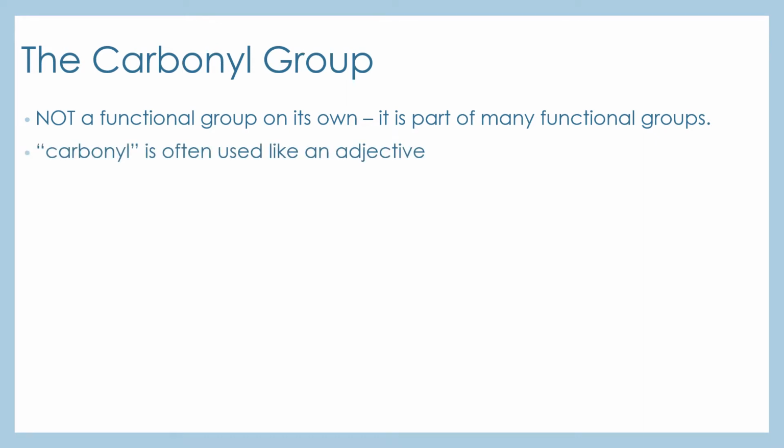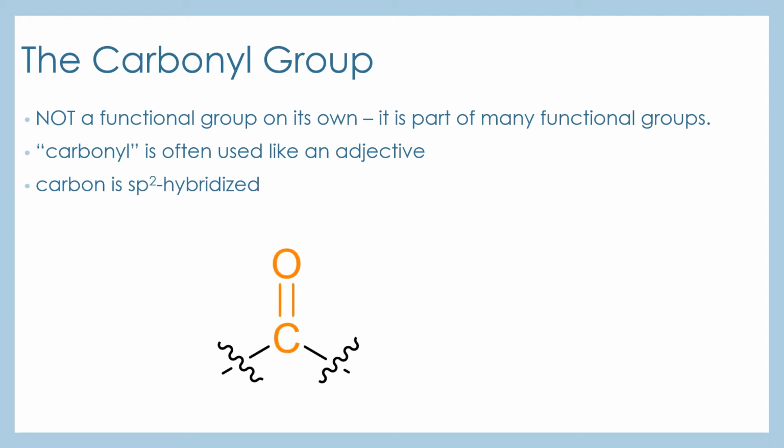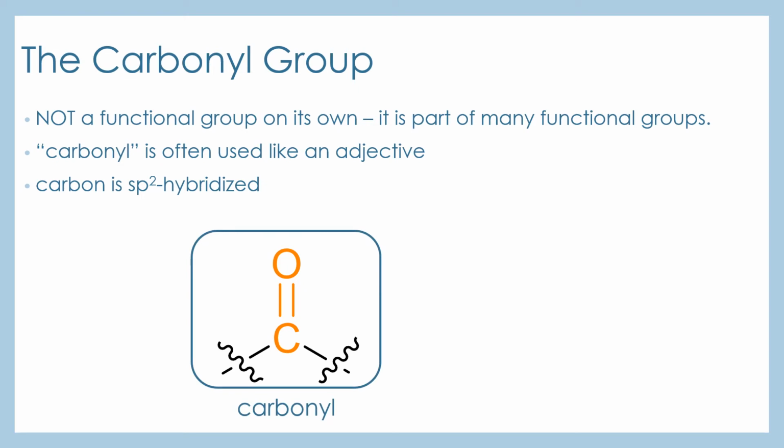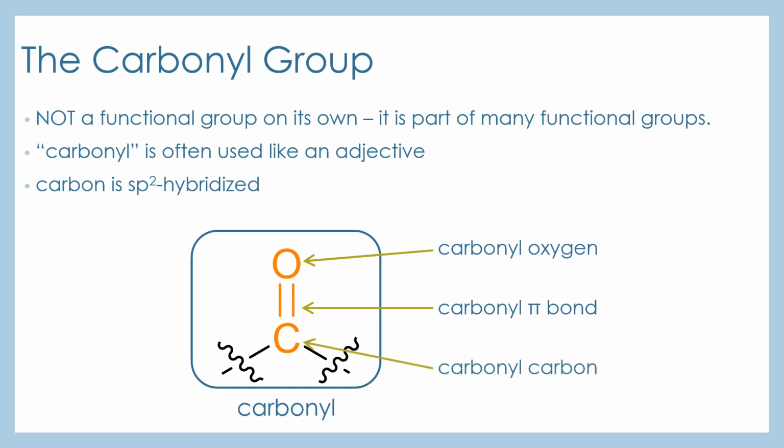So carbonyl is often used like an adjective. The carbon of a carbonyl is sp2 hybridized. So this is a carbonyl. It's a carbon-oxygen double bond. What I mean by carbonyl is often used like an adjective is that you can say this is the carbonyl oxygen, this is the carbonyl pi bond, and this is the carbonyl carbon. So it's a way of describing a piece of a molecule and not necessarily a functional group.